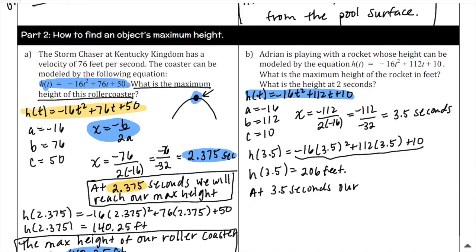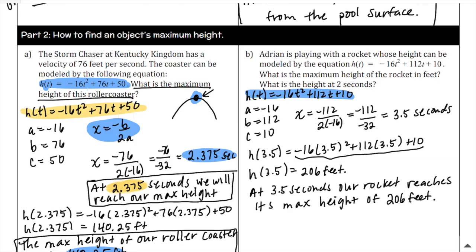our rocket reaches its max height of 206 feet. So I just combined both of those sentences, because really you don't need to write me a whole paragraph.